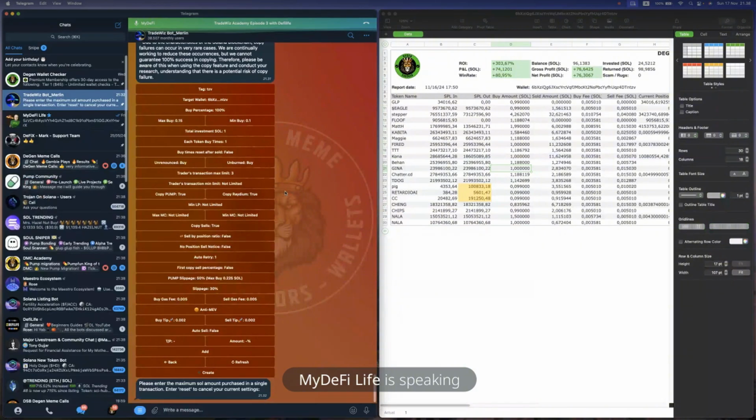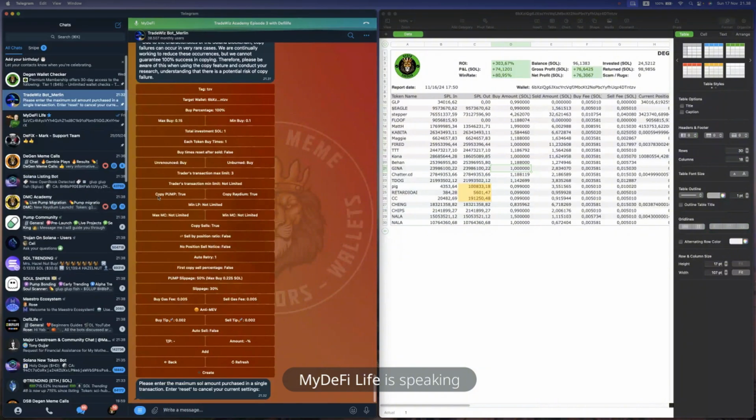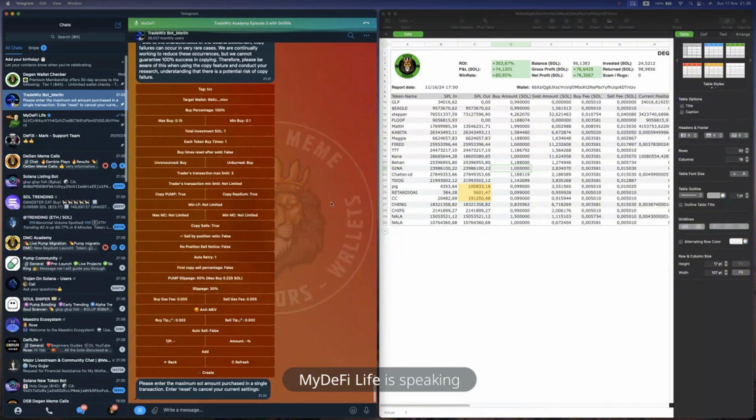Copy pump true, copy radium true. Personally, I leave that as well, all true. Again, I'm just finding wallets that are doing good trades, and I just want them to get whatever they choose to get into. I have to trust they're going to make the right choice. Sometimes it doesn't work out, but most of the time it should do, depending on the trader.